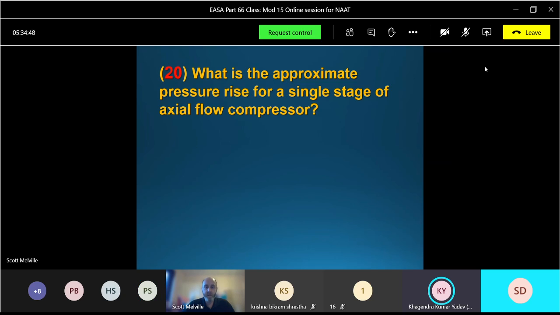1.1 to 1.2 is to 1. Yeah, that's quite right. 1.1 to 1.2 to 1. I've just put 1.2 there. Okay, good. 1.1 to 1.2 to 1.